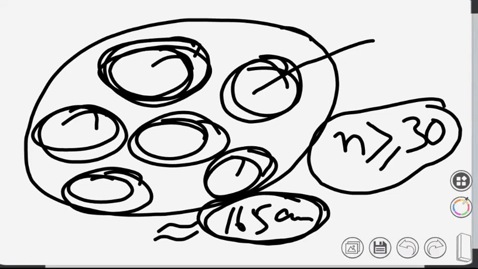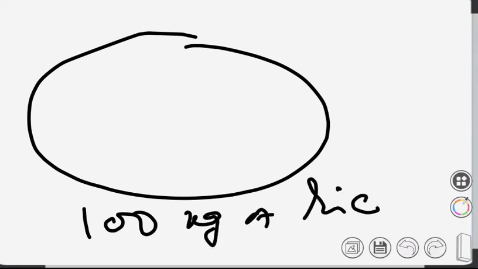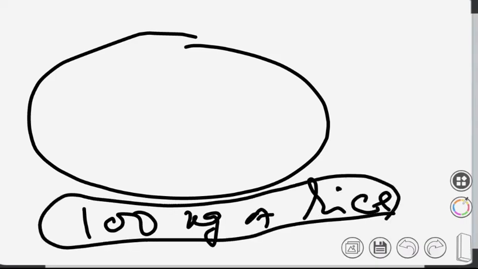Now think about another example. Suppose there is an event in your house, and you have gone to buy 1 quintal, 100 kg, of rice for your home. So, 1 quintal of rice.